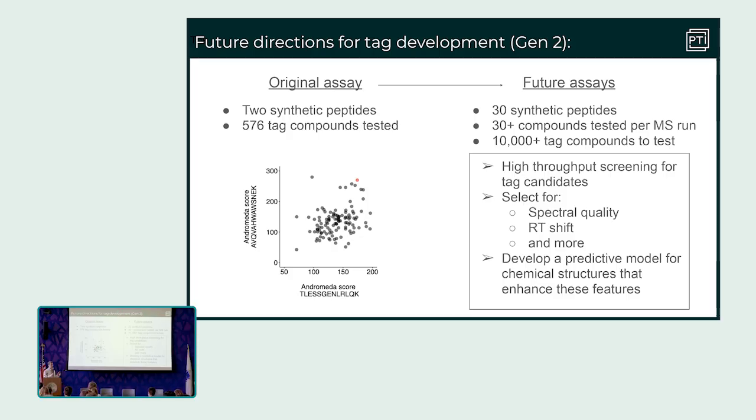And there are many more properties that we can quantify and leverage for the development of tags for both specific, specialized and general purpose applications. And at the end of this process, we'll have a ton of data, a ton of spectra accumulated for these 30 model peptides. And we hope this will help us develop a predictive model for chemical structures that enhance these features.